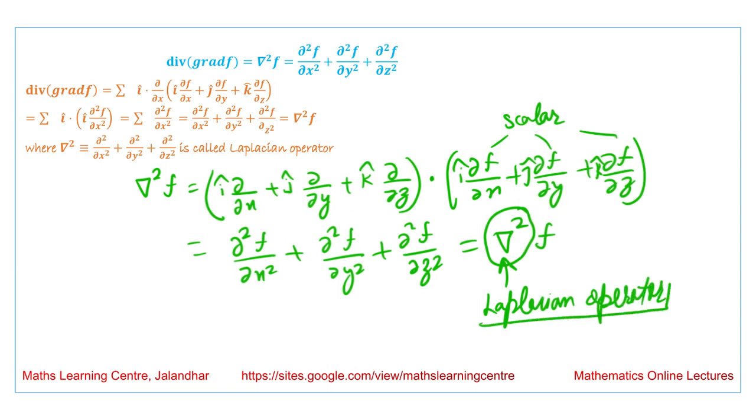This operator has a special name, it is called the Laplacian operator. As this operator is called del, this del square has a special name, the Laplacian operator.